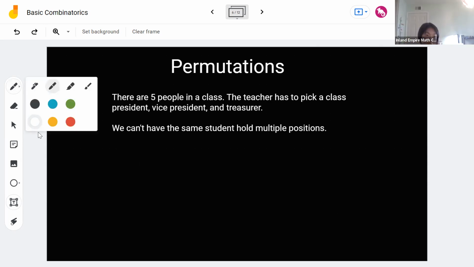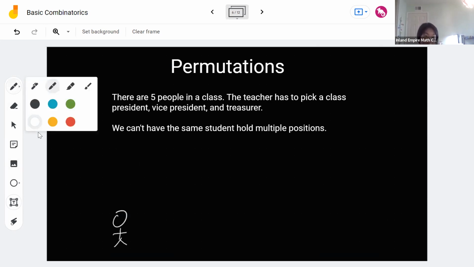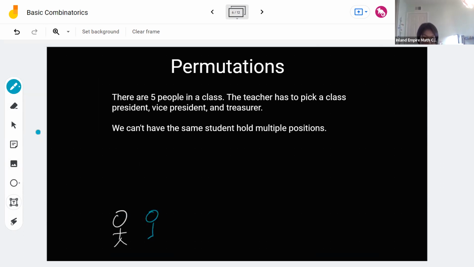So let's think about this just from a logical standpoint. Let's draw a diagram here and work things out. So I'm going to draw the 5 people. I guess we'll do them in different colors.